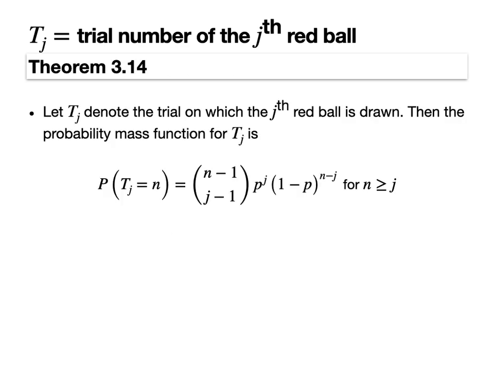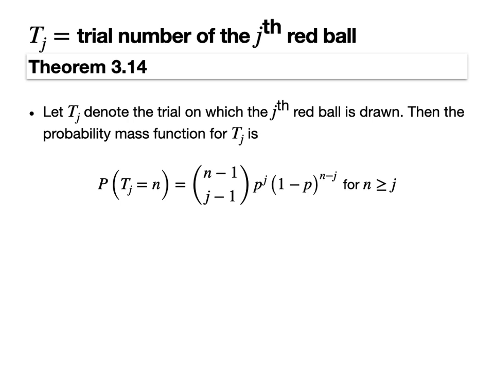And that tells us that the probability mass function for T sub j is given here. N minus 1 choose j minus 1, times p to the j times 1 minus p to the n minus j. And this is good for n greater than or equal to j. That little restriction just makes sense, right? If you're looking for the trial number of the jth success, the trial number has to be at least j. You couldn't have 5 successes in the first 3 trials. You have to have at least 5 trials in order to have 5 successes. So that's why n has to be at least as big as j here.